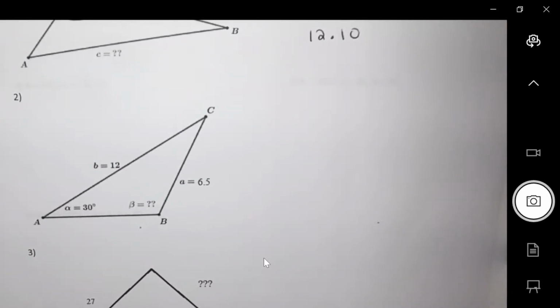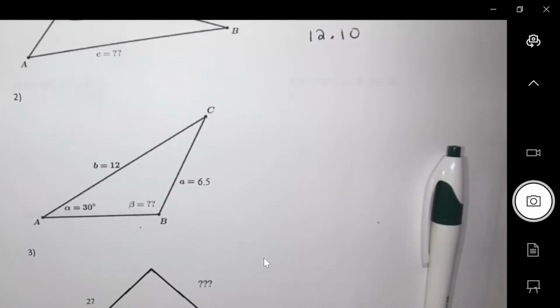Okay, number 2. We want to get angle B here. So what do we see? Again, I'm looking through my 3 things. Do I have pairs, SAS, or triple S? Find any of those things?